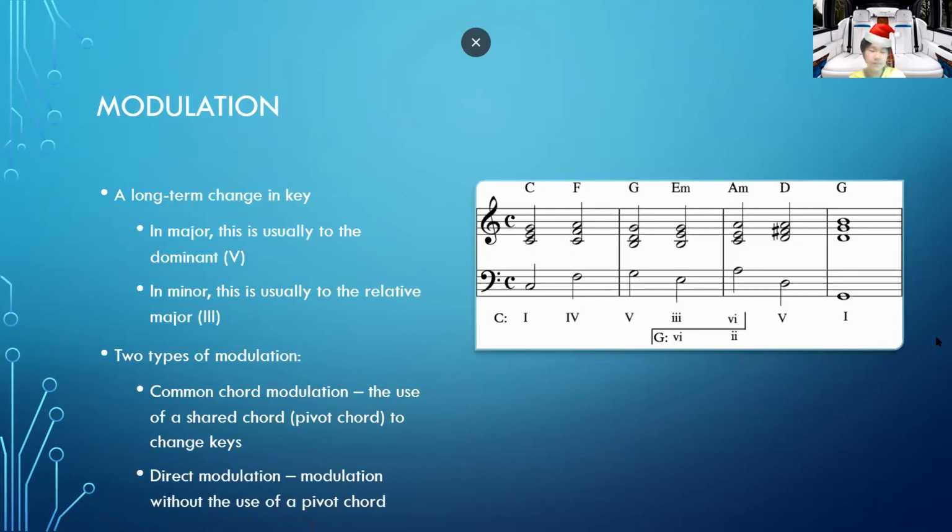Okay, now let's talk about modulation. Modulation is a long-term change in key, as opposed to tonicization. It's somewhat longer in changing between different keys. When we talk about pieces that are in major keys, this is usually to the dominant, and for minor, it is the relative major. There are two types. Common chord modulation has shared chords, or pivot chords, which are used to change keys. And we also have direct modulation, where the second key just comes straight in without the use of a pivot chord.